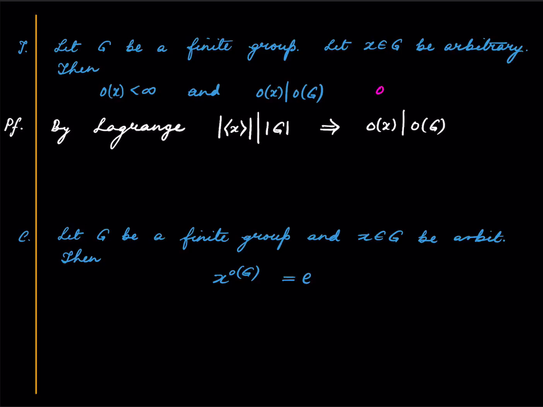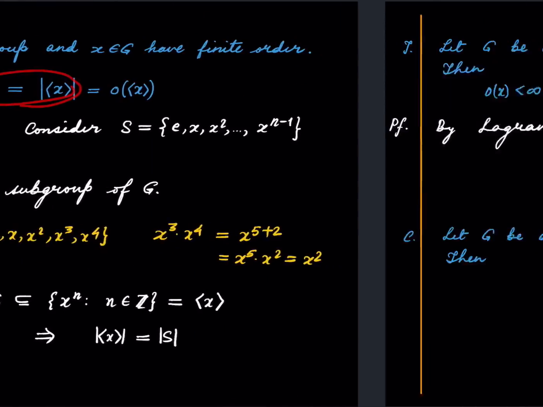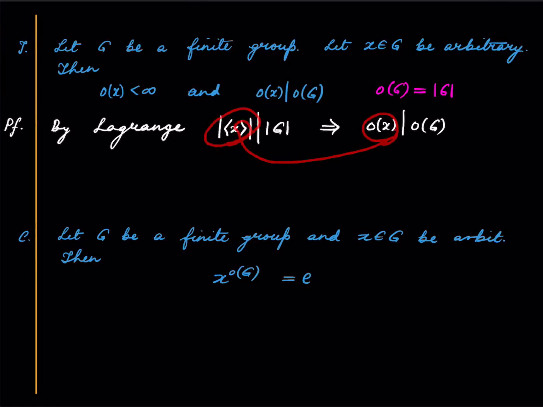And just to recall, the order of G is nothing but the cardinality of G. So it's a one-line proof by Lagrange's theorem and the previous proposition. The previous proposition showed this, and we just used that. So that's very interesting.